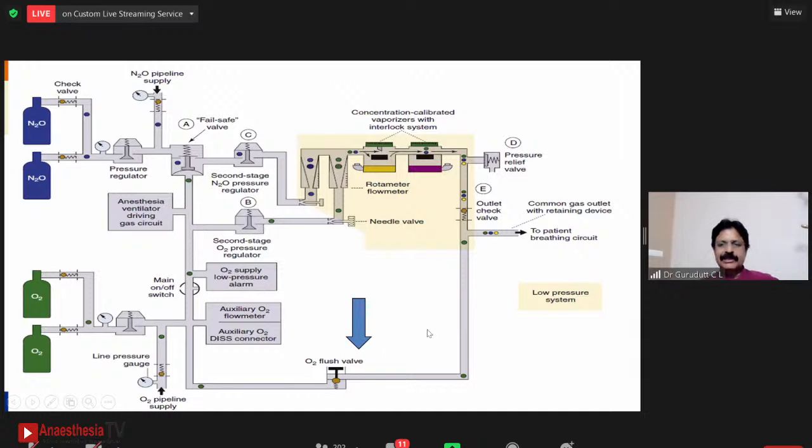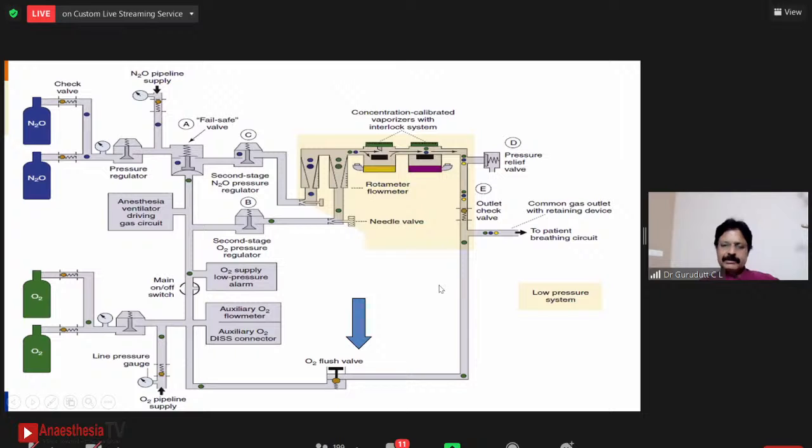It is a safety feature. The other times when we use this oxygen flush valve is when we want to pressurize the whole system to check for leaks. That I'm going to talk to you about later. And the other thing is when you want to do a pathics test, then also you will be using this oxygen flush valve. So these are some of the indications for the oxygen flush valve.